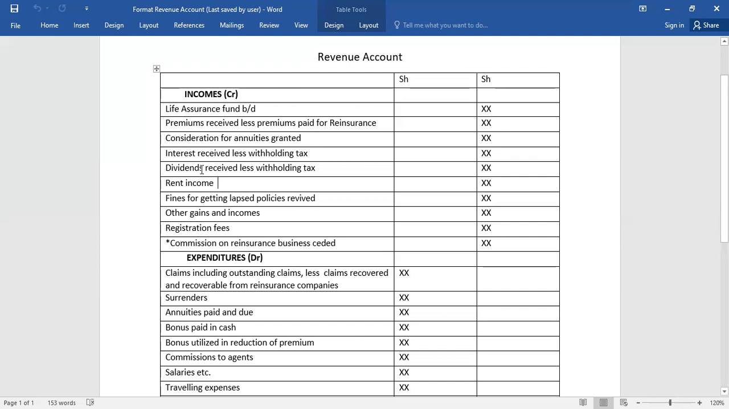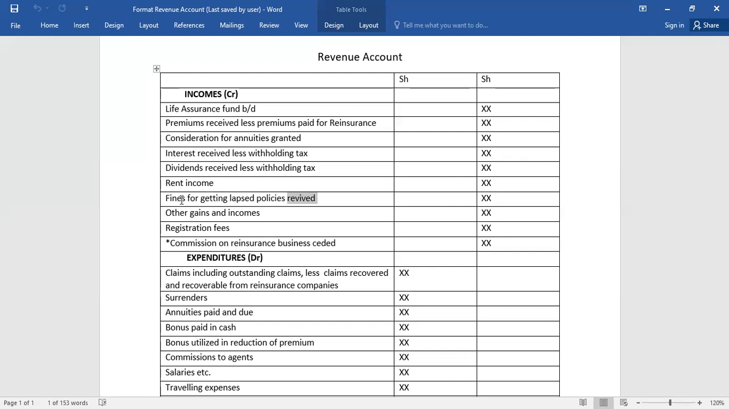Then fines for getting lapsed policies revived. There are instances where, for example, we were hit by Corona in the year 2020. Most people, of course, were hit badly, and therefore their disposable income was affected. If you are such a person and you had stopped paying for your policy and you start paying again, let's say after 9 months, the Corona hit in mid-March. Let's say from April all the way to December 2020, you didn't pay. You resume in January 2021. You're going to be charged some fines because of not paying for some time.